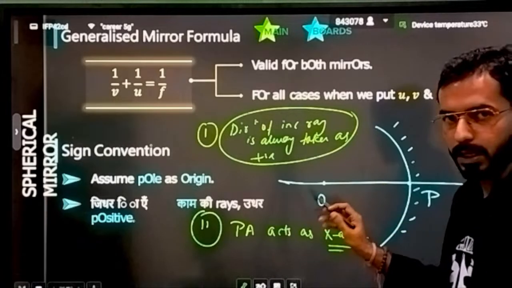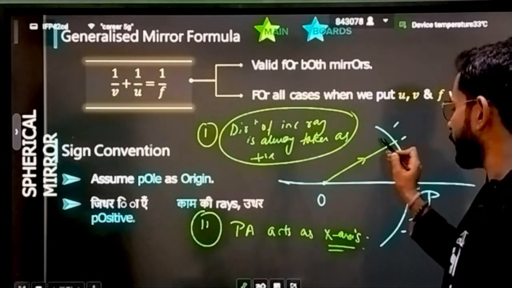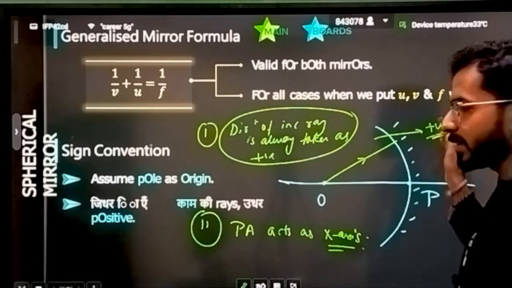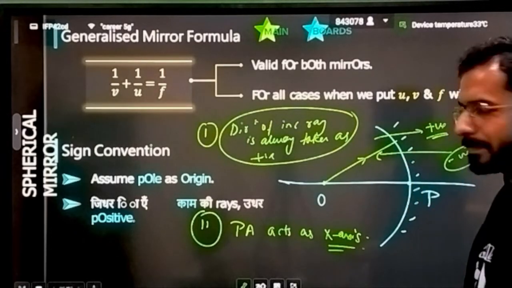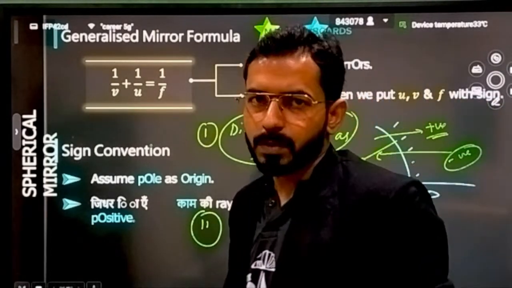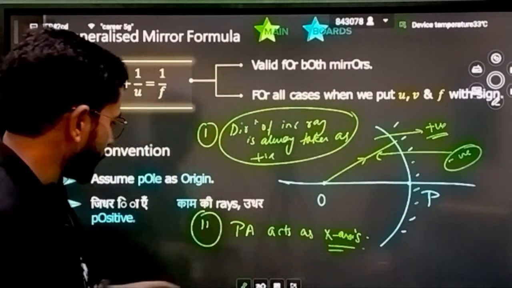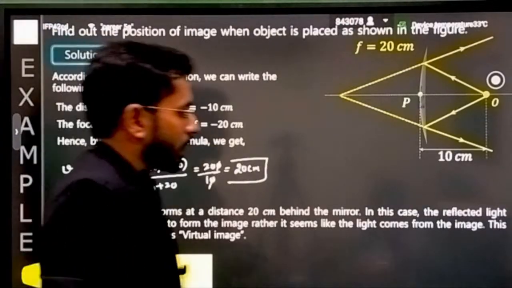For example, here if I tell you, what will happen? Rays will be going like this, only then will there be reflection. That means what is the direction of the incident ray? I can say this is the direction of the incident ray. That means I will take this direction conventionally as positive and this direction conventionally as negative. Simple. Understood? Now let's apply this in some question and then try to understand how it works.